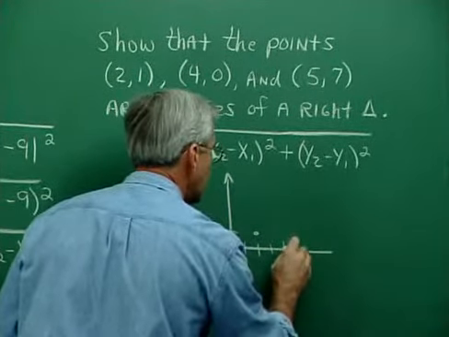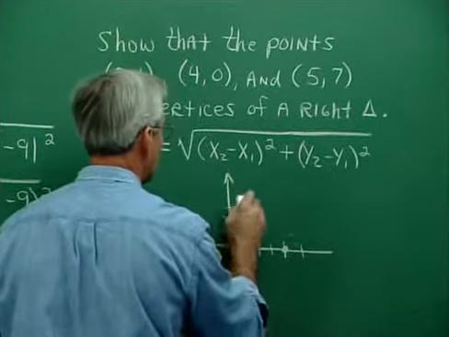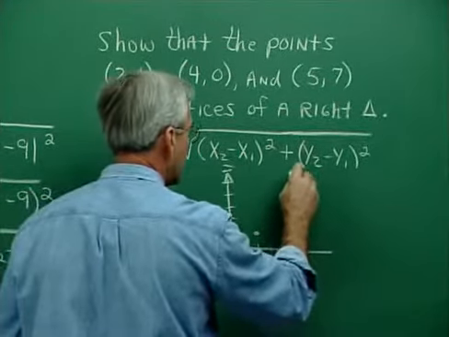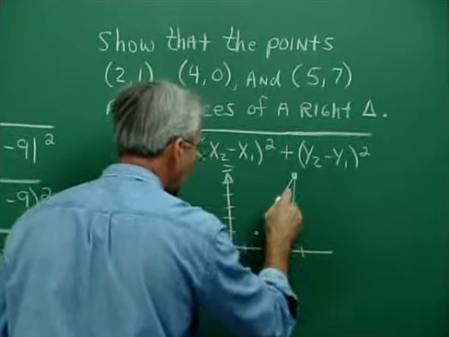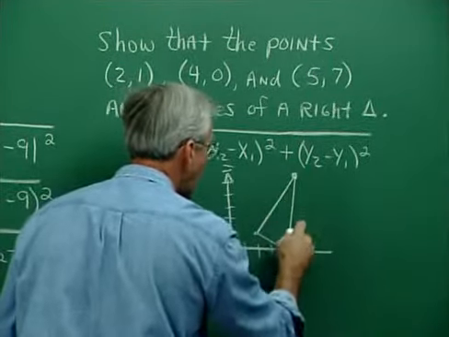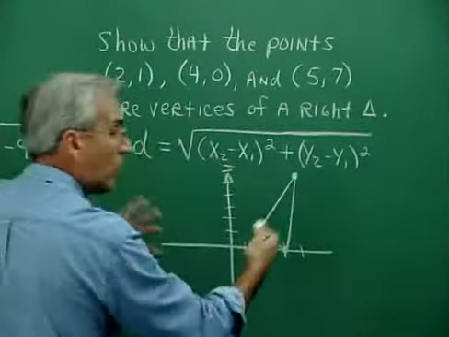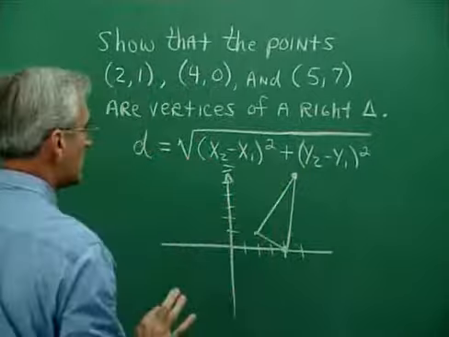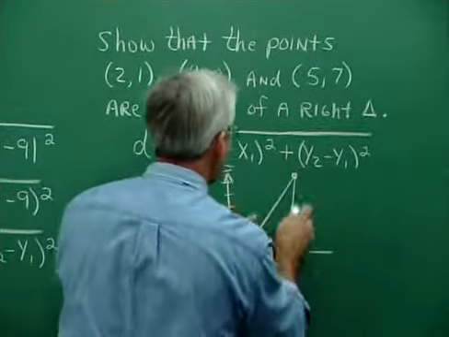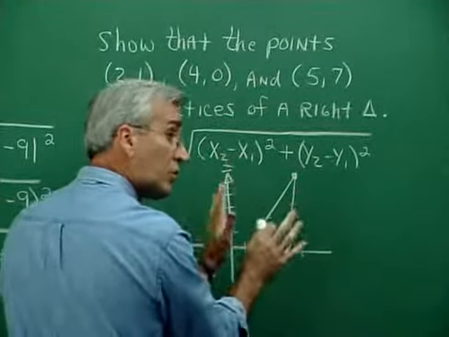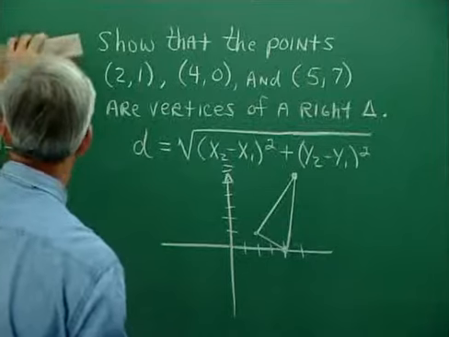Now, here's 4, 0. And then the point 5, 7. Here's 5, and then up 7, somewhere up in this neighborhood, let's say. Now, are these points the vertices of a right triangle? It almost looks like that may be a right angle. I sketched it roughly, so it might be. We just don't know. But that's the idea, that we want the distance between the points in order to determine whether or not we have this special relationship between the sides of a right triangle.